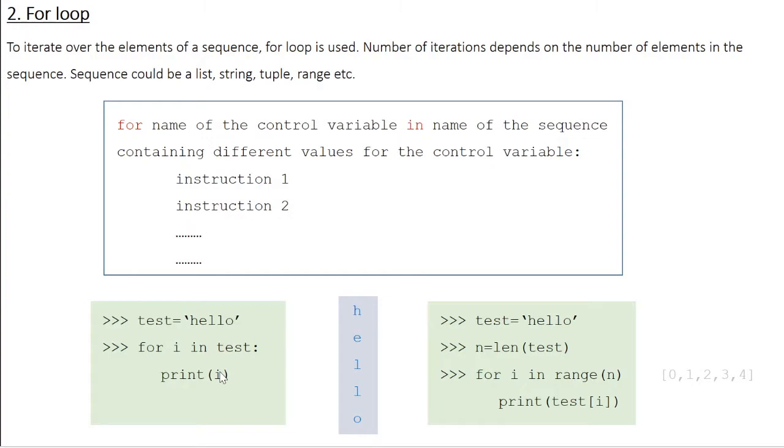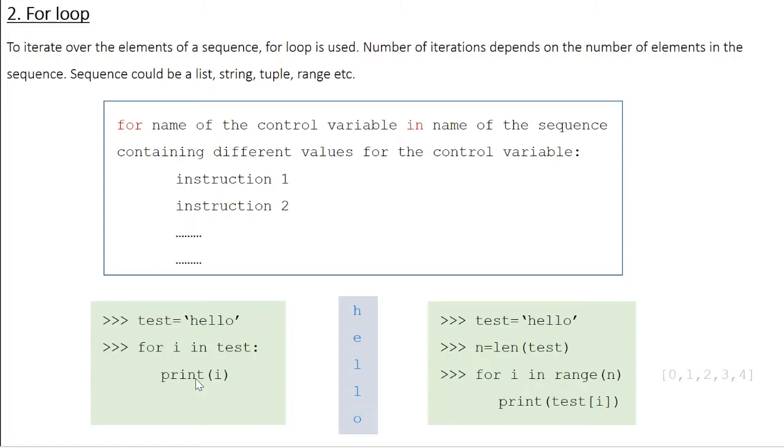Let's see what's going to be the output. Okay. So for i in test, in the first iteration, i will take the value of the first element in the sequence. The first element is H, right? So print i, H will be printed. Control will go to the beginning of the loop. In the second iteration, i will assume the value of the second element in the sequence. Second element is E, so E will be printed.